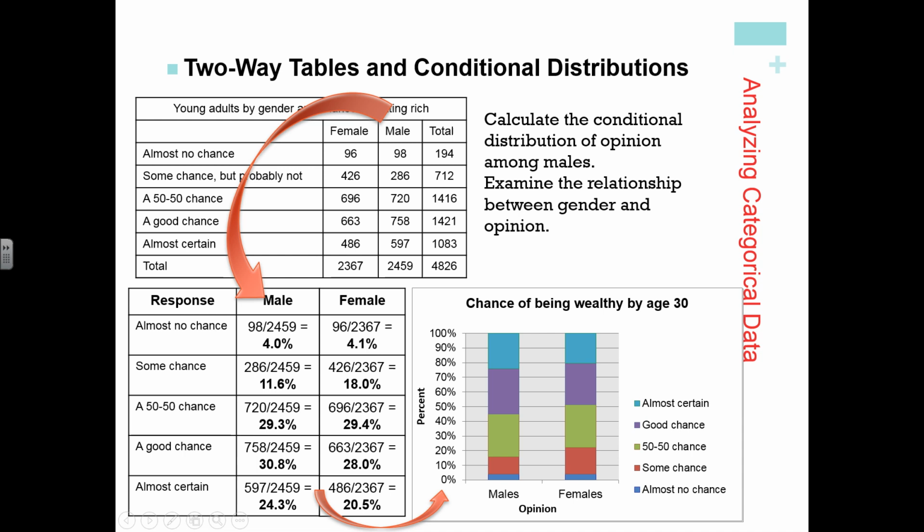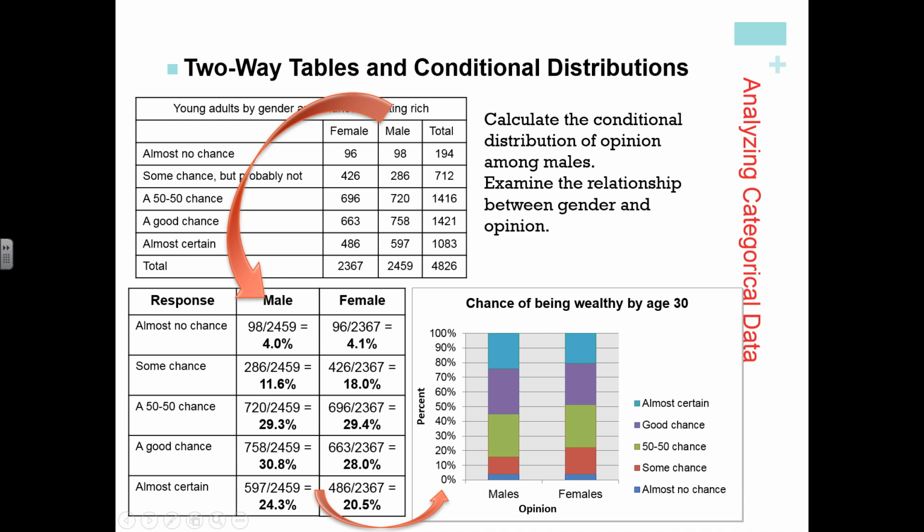Now, instead of a side-by-side bar graph, we could have also made a segmented bar graph. The segmented bar graph tells us the same thing. It's not that hard to make, but it is a little bit harder to analyze and compare. But basically how you make your segmented bar graph, you go up by your values. So we have 5 different colors here. The 5 different colors are your chance of being rich. So for instance, this light blue is almost certain, purple is a good chance, and so on and so forth.